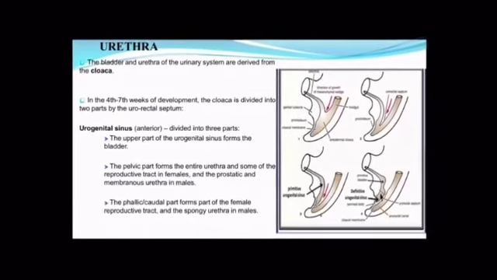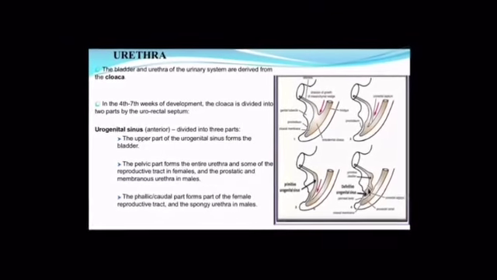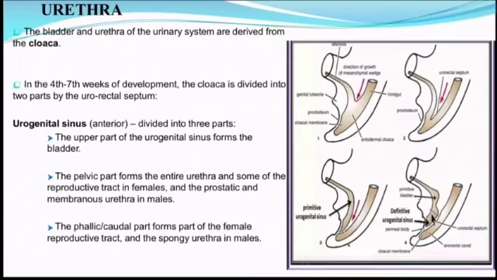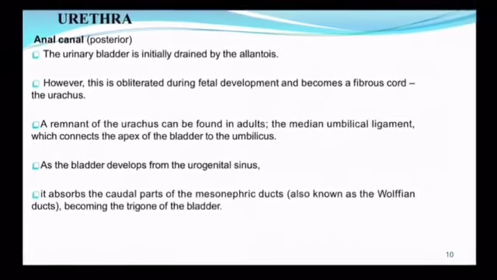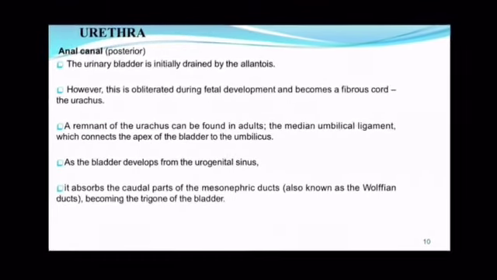We have the pelvic part, which forms the entire urethra and some of the reproductive tract in females. Then we have the prostatic and membranous urethra in males. Then we also have the phallic/caudal part, which forms part of the female reproductive tract, and the spongy urethra in males. Still on the development of the urinary bladder and urethra, we have the anal canal, which is posterior.